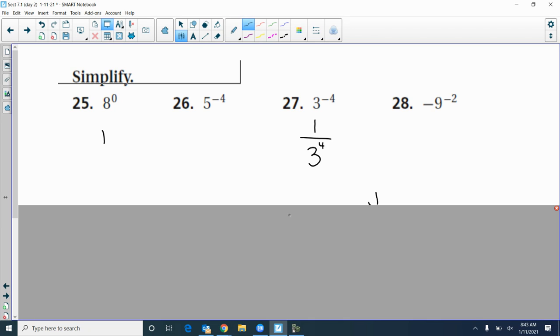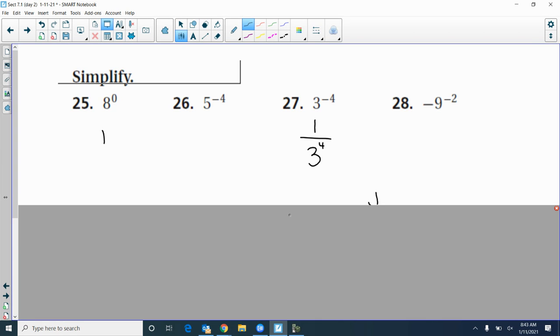Now, this is the point that I didn't realize as much until Mr. Schlur mentioned it. 3 to the 4th, Preston, what does that mean? 3 times 3 times 3 times 3. So how are you getting 12 out of that? Oh, yeah. Okay, Josh? 1 over 81.